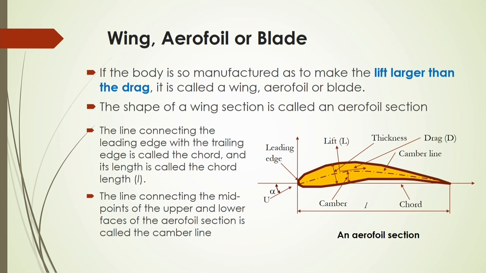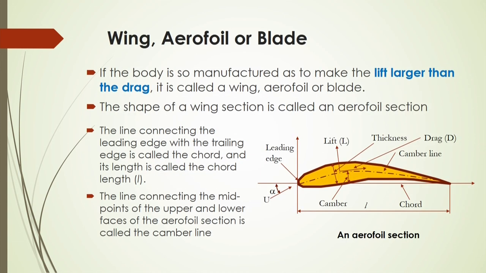Now, the line connecting the midpoints of the upper and lower faces of the aerofoil section is called the camber line. So this camber is the center line, and the distance between the edge line and the center line is called the camber.